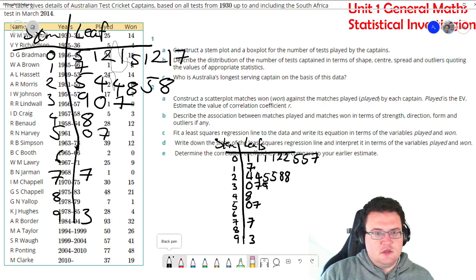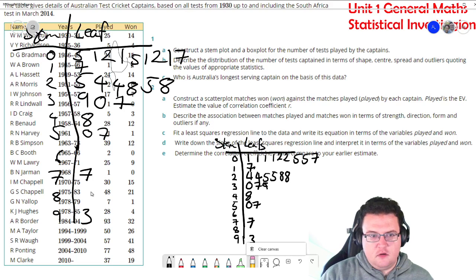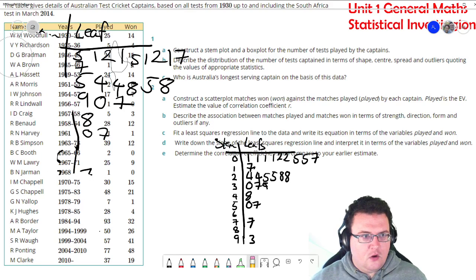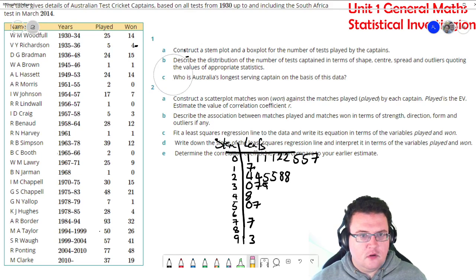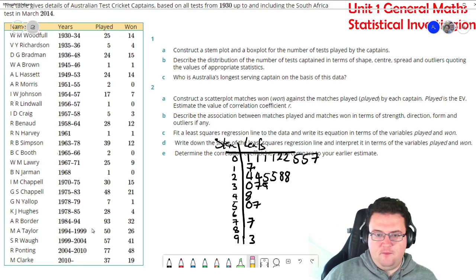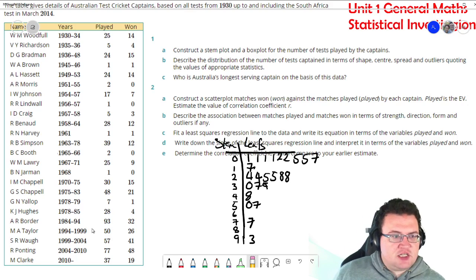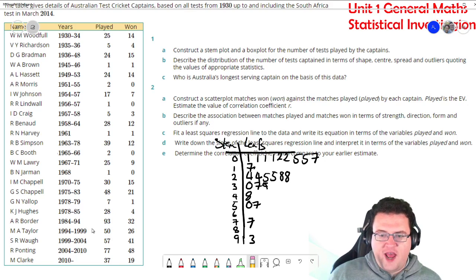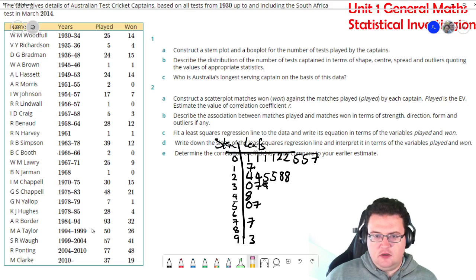All right, so I now have a data set that I can work with. And we can now see my data again. So on the basis of this stem plot, where do you think the average or the mean is going to be?